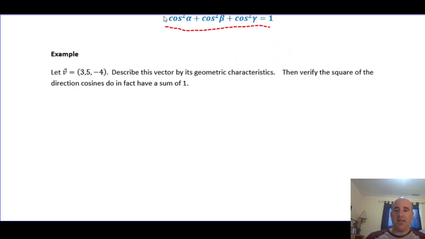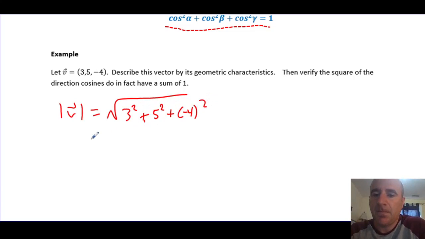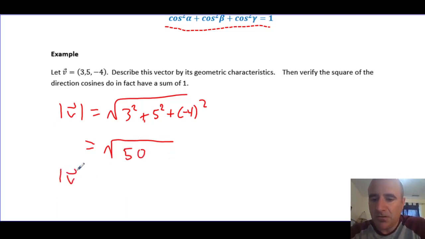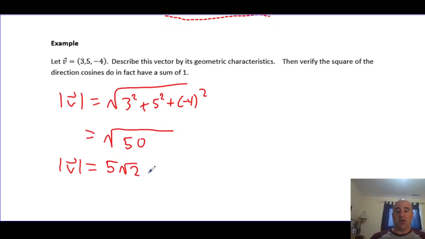For one last example today, we're given a vector 3, 5, negative 4. Describe the vector by its geometric characteristics, then verify the squares of the direction cosines do in fact have a sum of 1. We can start with the magnitude of v, which is the square root of 3 squared plus 5 squared plus negative 4 squared, which gives you the square root of 50. Root 50 is root 25 times root 2, so we just get 5 root 2. Okay, so there's our magnitude.